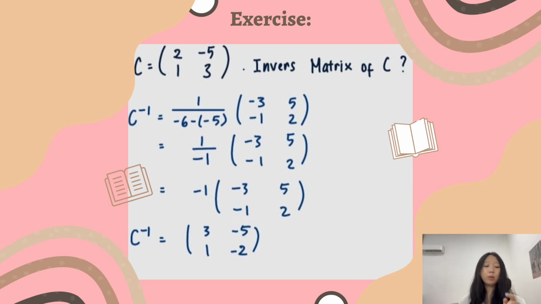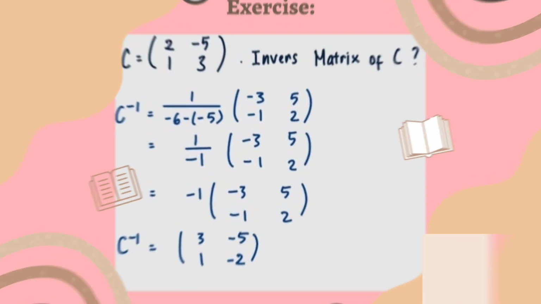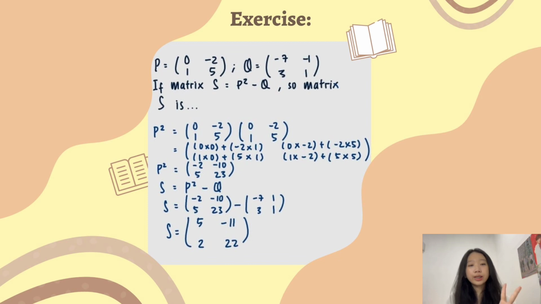So it remains -1 times -3, 5, -1 and 2. So the conclusion, it was the matrix of C. It was 3, -5, 1, and -2. So for the second example, we have to find the matrix of S, which was P to the power of 2 minus Q.